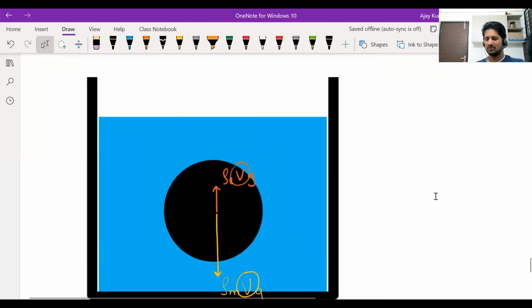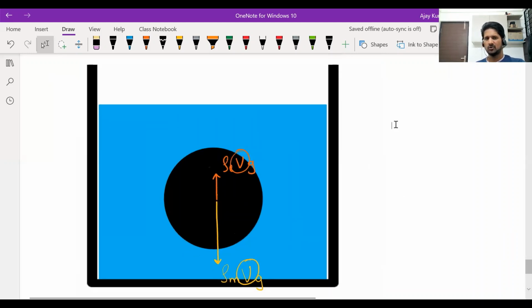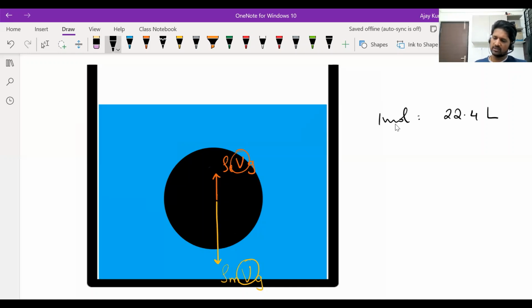How much gas occupies how much volume at STP? The mole concept, you must have studied, no? 1 mole of gas occupies 22.4 liters. Okay, correct. From that, you can get a rough idea of the density of air. 1 mole occupies 22.4 liters.